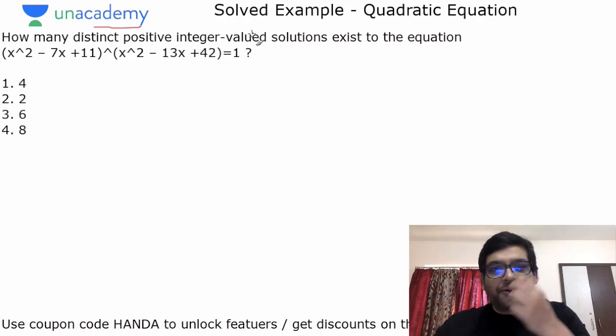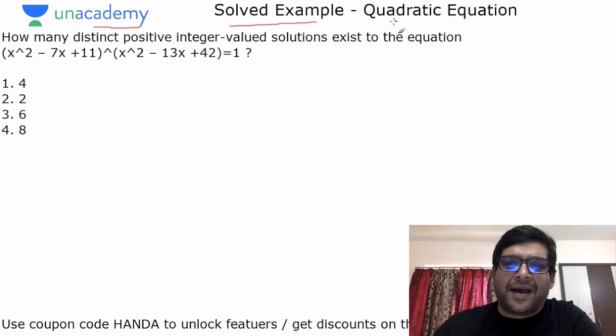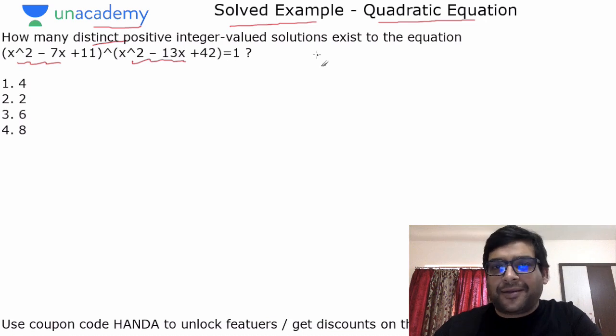So today what we are going to do is discuss a solved example on quadratic equation. Let's have a look at that. How many distinct positive integer valued solutions exist for this equation? What is the equation? There is some value given in x which is raised to another power which is also in x, and the end result is 1.